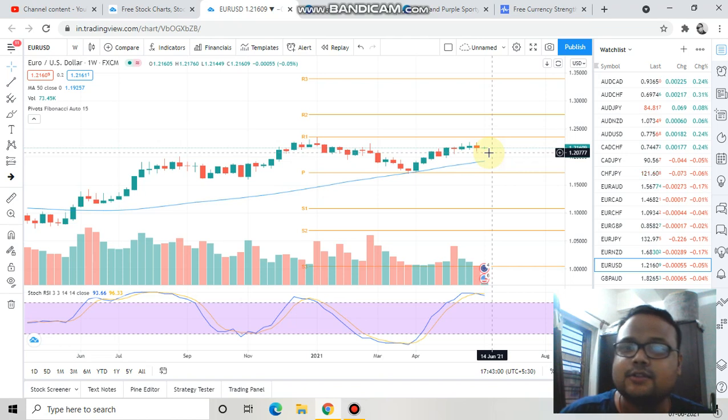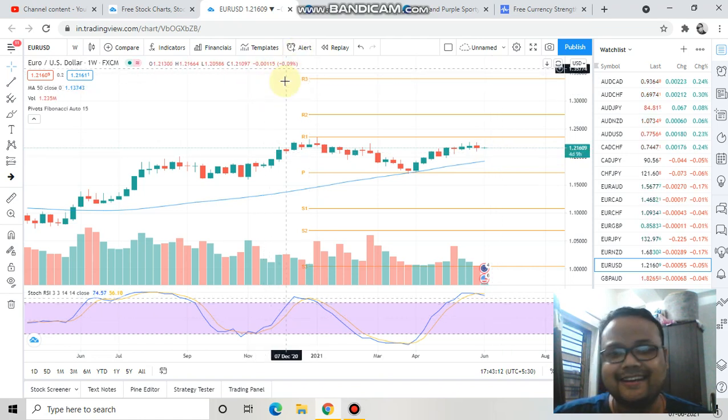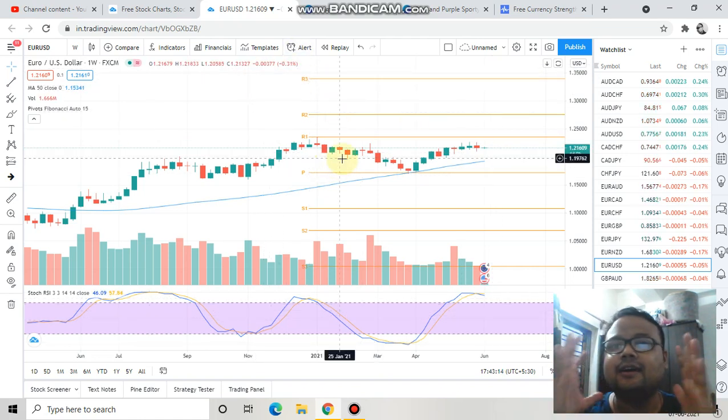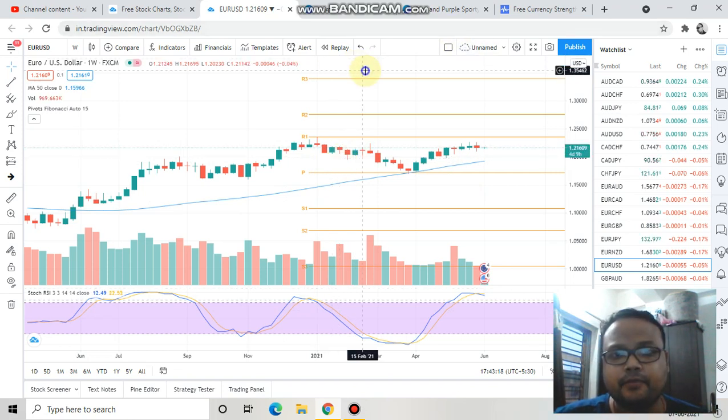Before that also the market failed. Ultimately the market is trying its best to cross the resistance, but is unable to do so. So let's see whether the market succeeds or not this week. So this is the overall picture of Euro USD. Hopefully you have understood.